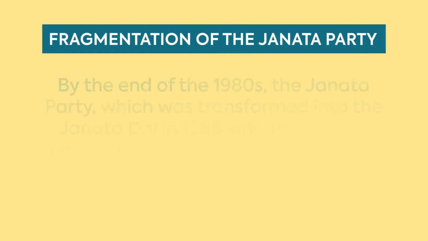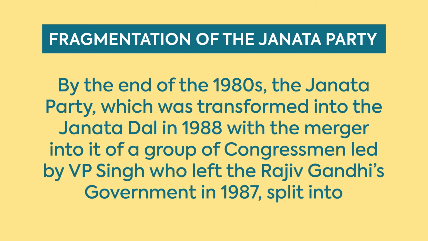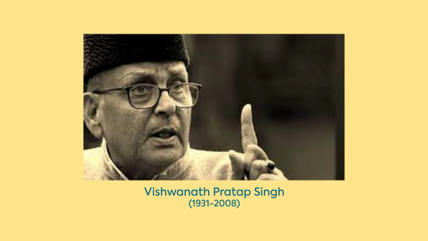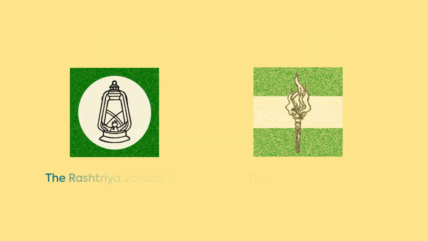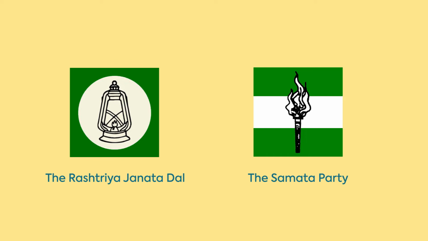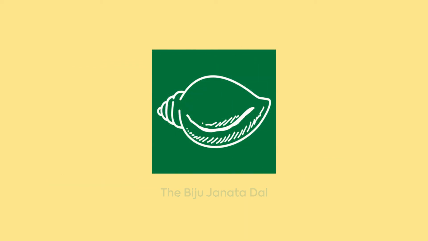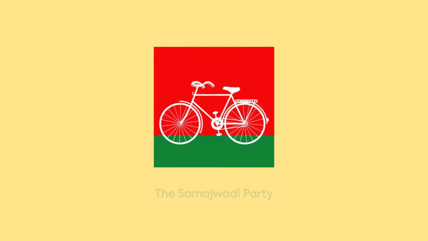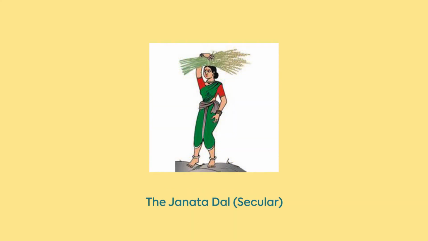By the end of the 1980s, Janata Party was transformed into Janata Dal in 1988 with the merger of a group of congressmen led by VP Singh, who left Rajiv Gandhi's government in 1987. The Janata Party was further split into Rashtriya Janata Dal and Samta Party in Bihar, Biju Janata Dal in Orissa, Samajwadi Party in UP and the Janata Dal Secular in Karnataka.